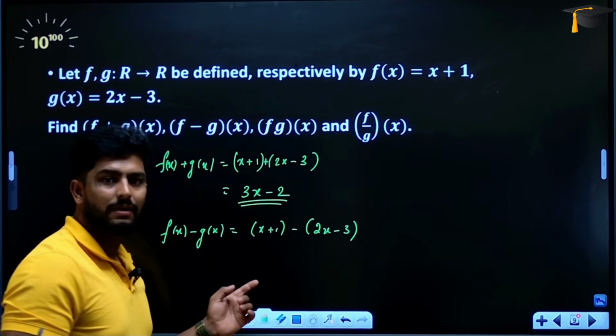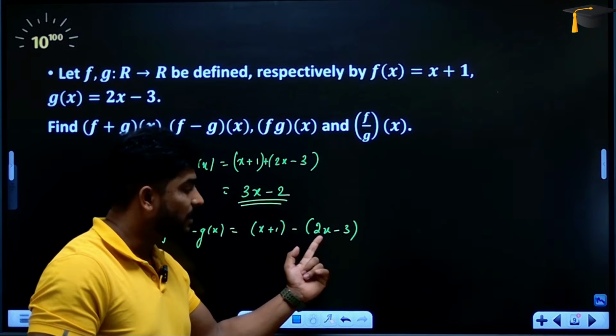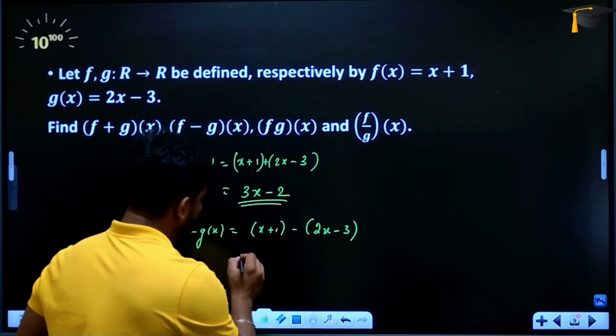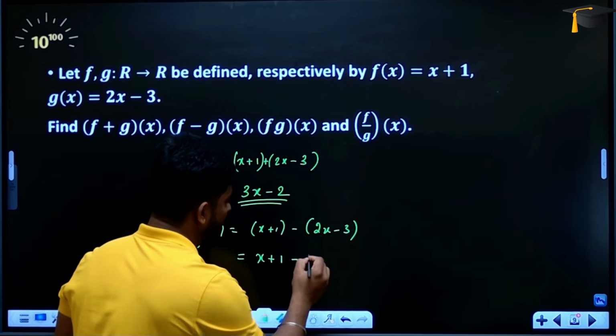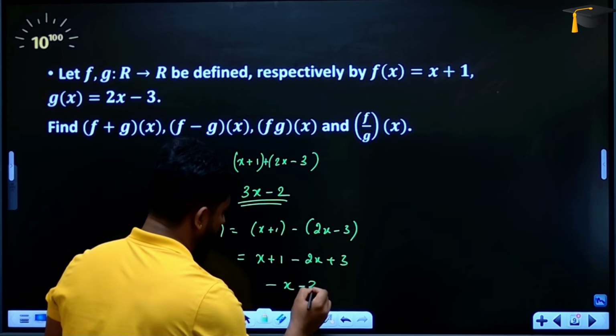So every time I tell you to take a bracket, it is when there is a binomial, right? Otherwise it will be wrong here, okay? So remember that. So it is x plus 1 minus 2x plus 3. If you solve this, it becomes minus x plus 4.